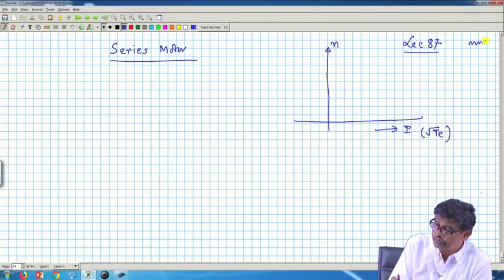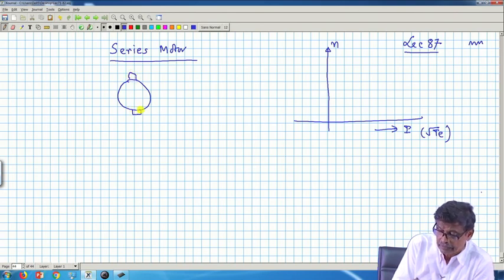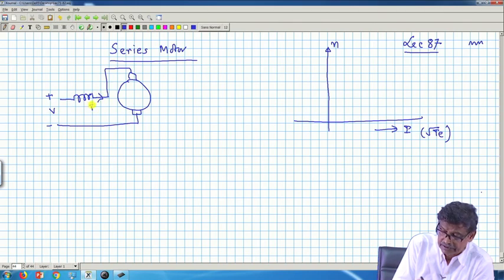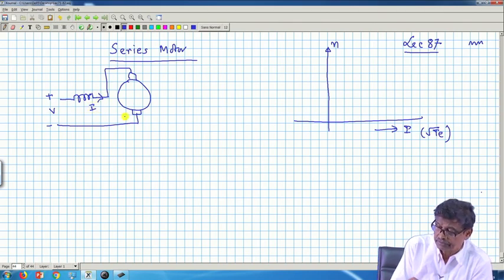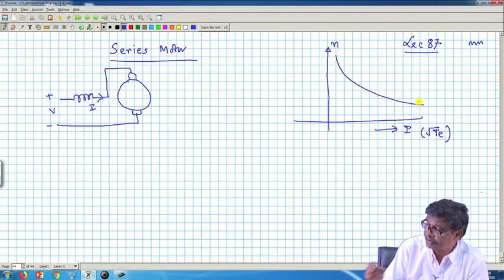Series motor connection is one of the simplest connections. So, this is the motor and this is the series field, a few turns. Here is the applied voltage V, and the field current and armature current are the same because of the series connection, and the speed torque characteristic is like this, which is inverse in nature.